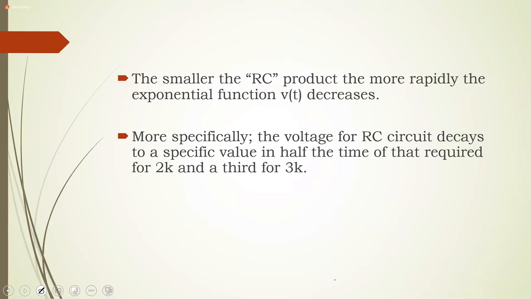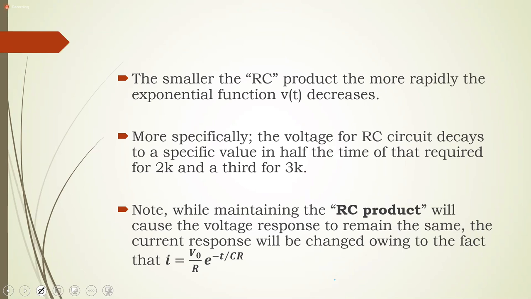And then the key thing that I want you to note, very important, is this one. If we're able to maintain the RC product, the voltage response will remain the same. Because we have V0, whatever the coefficient is, multiplied by e to the minus t over CR. So if I have a capacitor and a resistor value, and I multiply them and I get K, and I change the values of R and C, but when I multiply them I still get K, then the curve would look the same. So we get the same response.